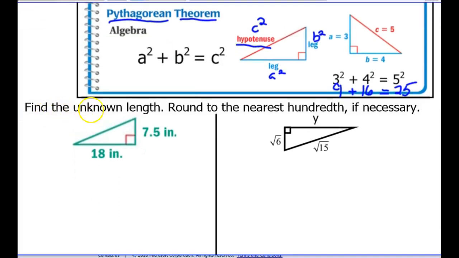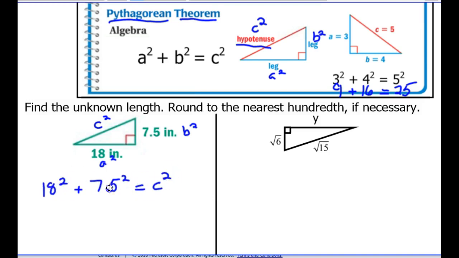So what we're going to do is find the unknown length, and we're going to round to the nearest hundredth if necessary. So we do have the legs. We have our a squared and we have our b squared. We're looking for our c squared. We don't know what our c squared is. So what we're going to have is 18 squared plus 7.5 squared equals c squared.